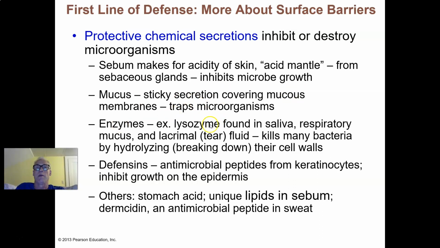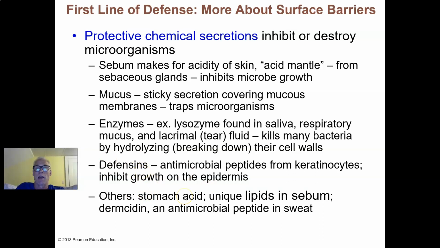Enzymes. Lysozyme is an enzyme found in saliva, lacrimal fluid, the tears in your eyes, and so forth, and respiratory mucus. It digests the cell wall of many types of bacteria, and then they just lyse. They have no way of controlling their volume without that bullet-like wall structure on the outside. Defensins are antimicrobial peptides that keratinocytes of the epidermis can produce. Neutrophils also produce defensins, so they're just antimicrobial. They're like antibiotics built right into the cells of your body that can be secreted to stop growth of microbes.